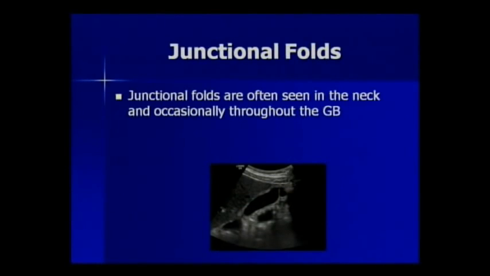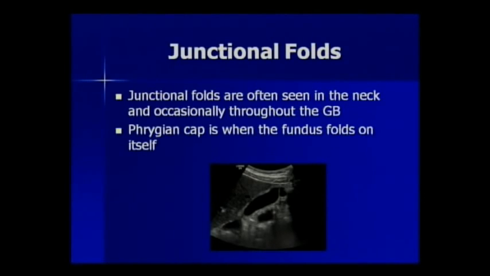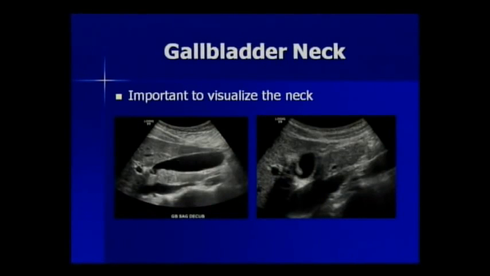Now the gallbladder can be variable in shape, and there are often many folds seen in the neck, and occasionally there can be many folds seen throughout the gallbladder. And when the fundus folds on itself, as shown in this image, here's the fundus with the fold here, it's referred to as a Phrygian cap. When we evaluate the gallbladder, it's very important to make sure that you evaluate the entire gallbladder, particularly the gallbladder neck, where stones can be lodged, and if we don't visualize that neck, they can be missed.